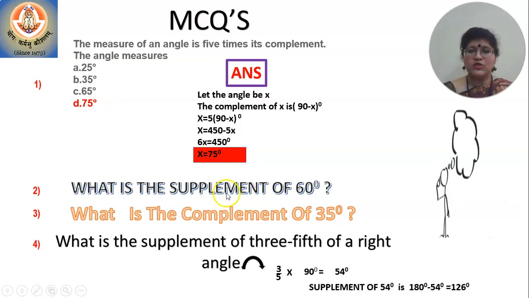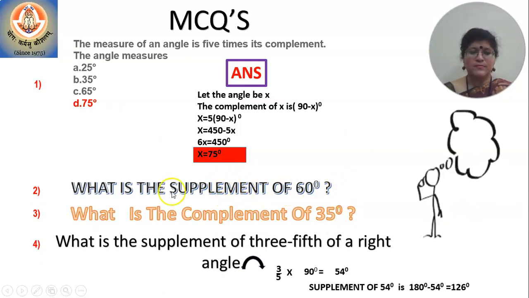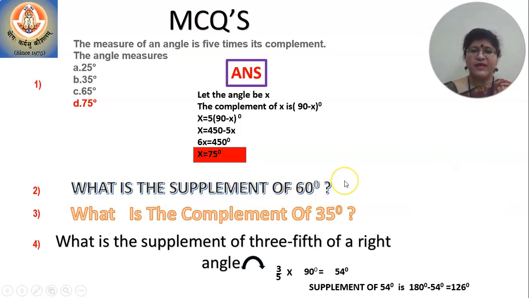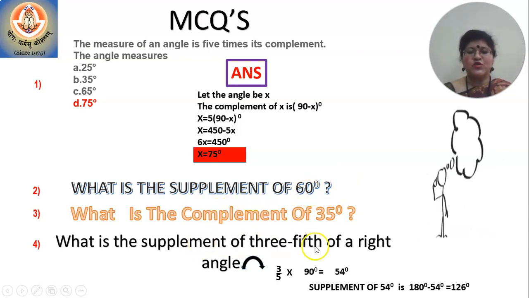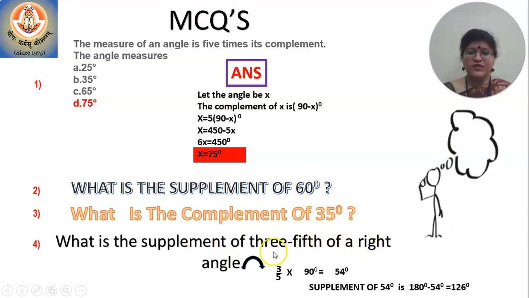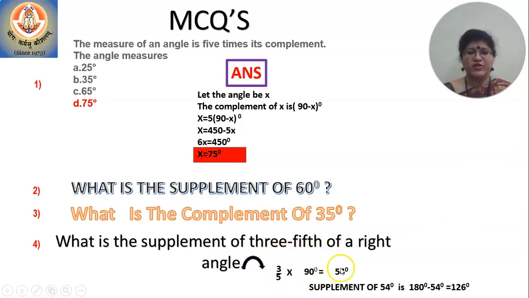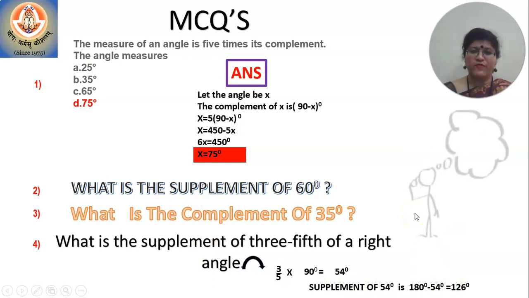In the earlier video lessons, you have seen these questions. What is the supplement of 60 degree? Supplement of 60 will be 180 minus 60 degree. What is the supplement of 3/5 of a right angle? So first to find out what is 3/5 of a right angle, which is 3 upon 5 into 90, that is 54. And the supplement of 54 is 126 degree. So you could get such type of questions.